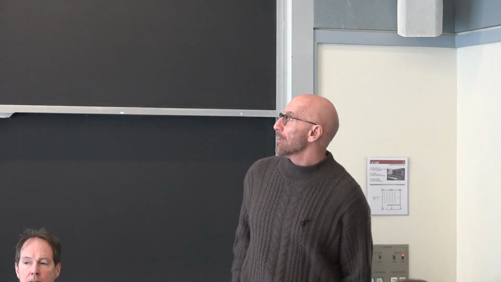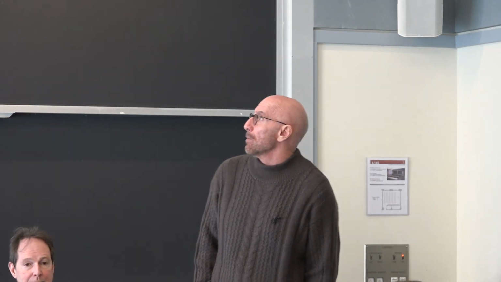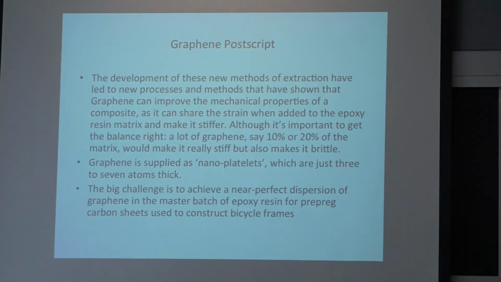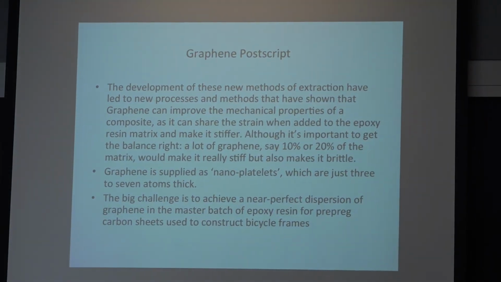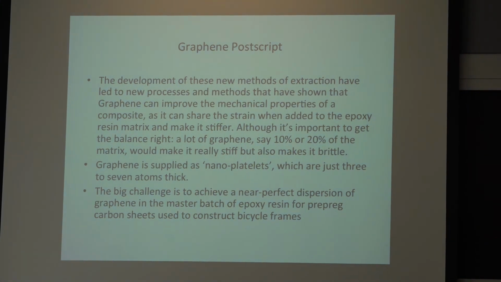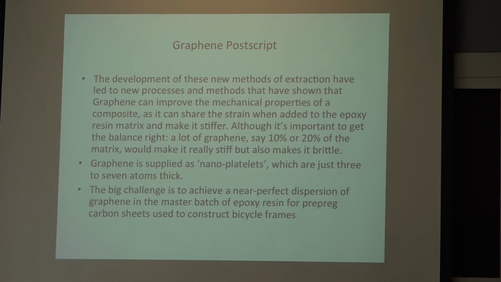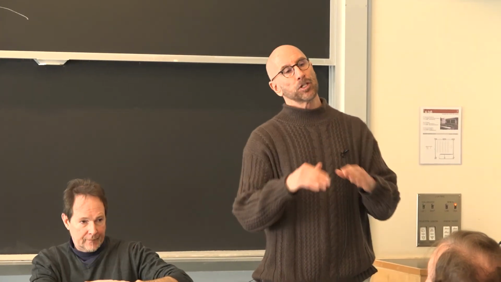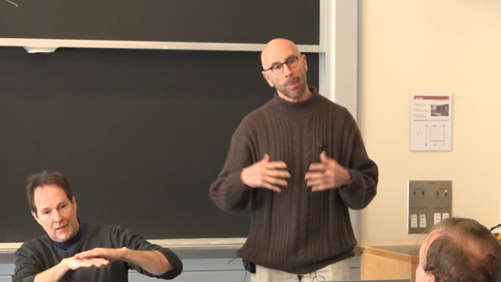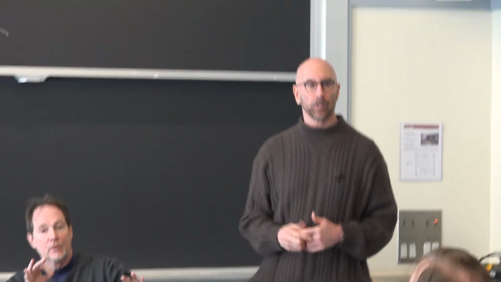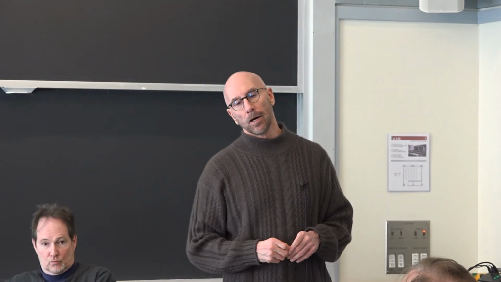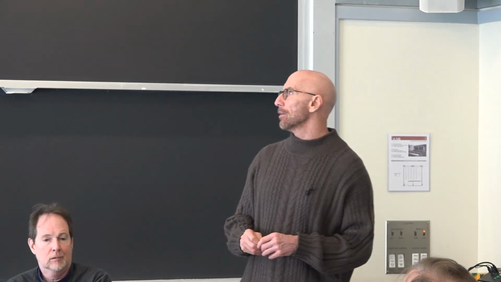So these new methods of extraction have led to new processes and methods that have shown that graphene can improve mechanical properties of a composite. It can share the strain when added to the epoxy resin matrix and make it stiffer. So what they're doing now with graphene is combining it with carbon fiber. They lay down a layer of carbon fiber, then a layer of graphene, and then sandwich it between another layer of carbon fiber, and you're getting better materials than the original mechanical extraction method.